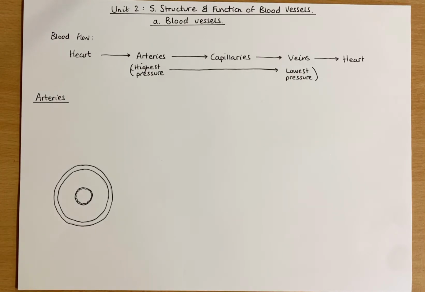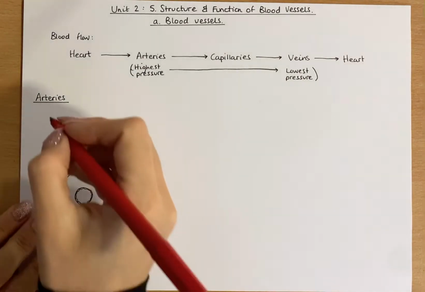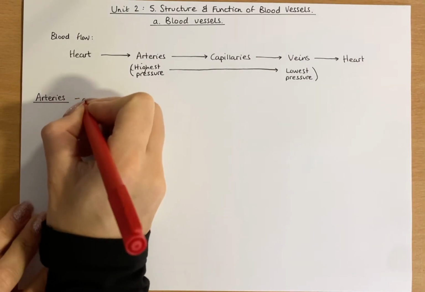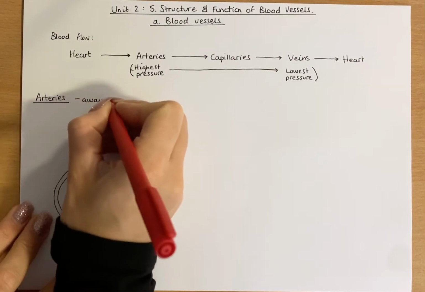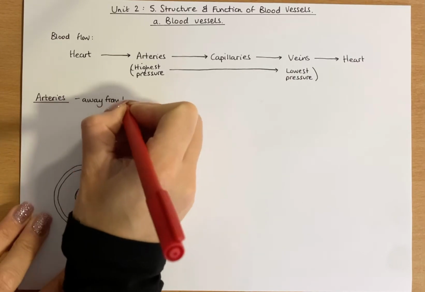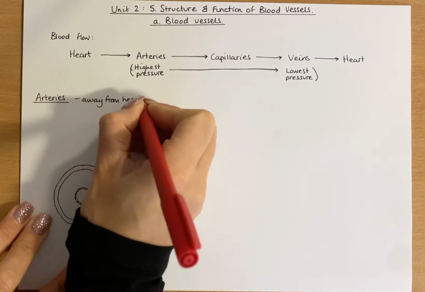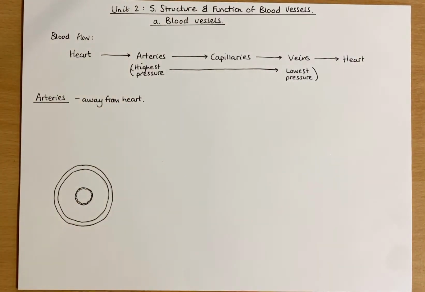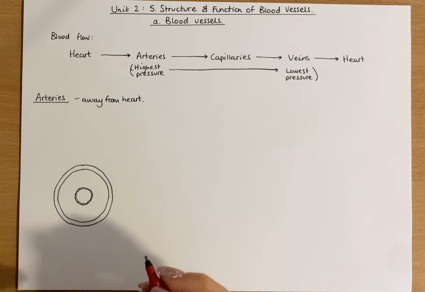So in terms of arteries then, that's the first one we're going to talk about with the highest pressure. They will carry blood away from the heart. Now, in terms of National 5 knowledge, this is still applicable. So you still need to know that they have a narrow central channel, and you need to know that they have a muscular layer, which is thicker than the veins. But you'll now need to know that in a bit more detail.